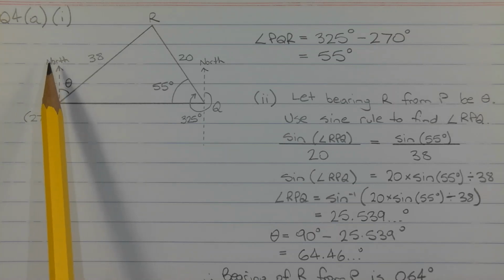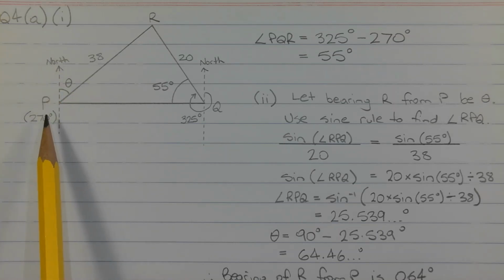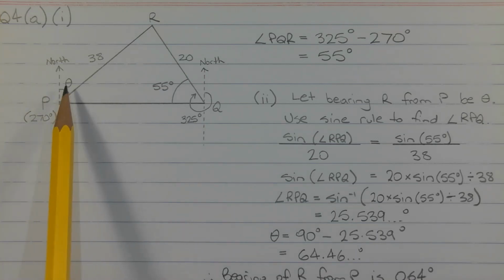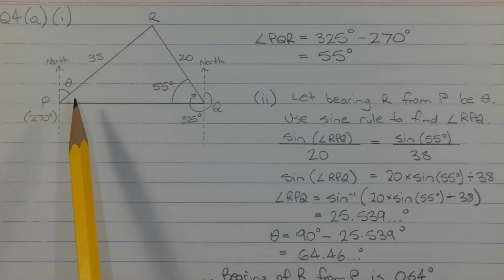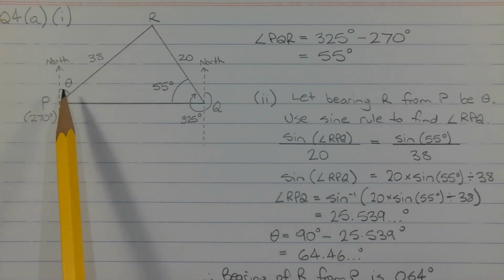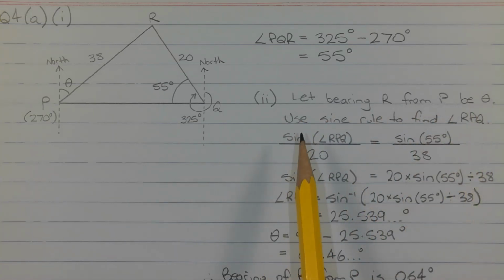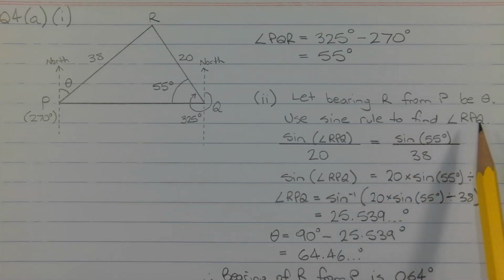I know the angle between the north-south axis and PQ is 90 degrees because P is due east of Q. And because these two angles are adjacent and add up to 90 degrees, so they're complementary, 90 minus angle RPQ will give me the value of theta, which represents the bearing that we're after. So let bearing R from P be theta. We're going to use the sine rule to find angle RPQ.